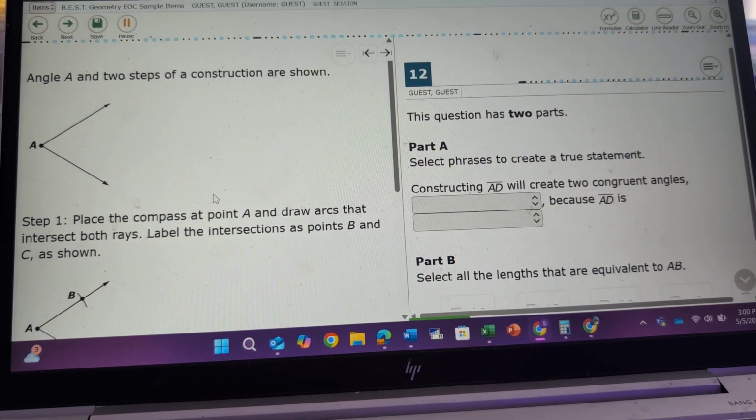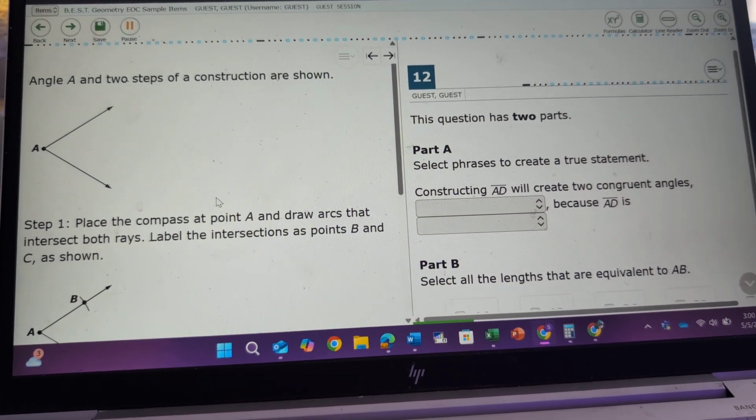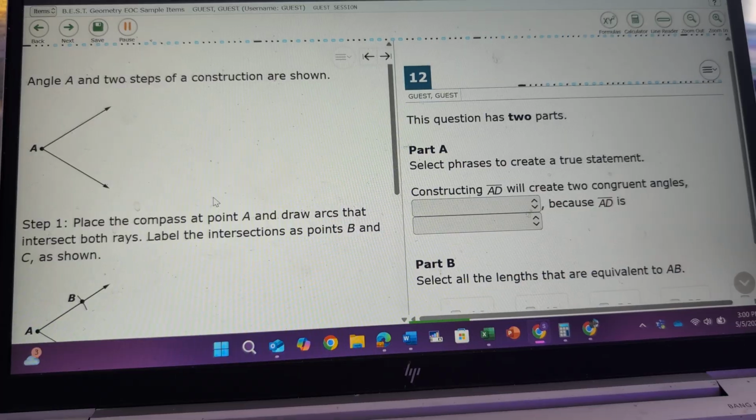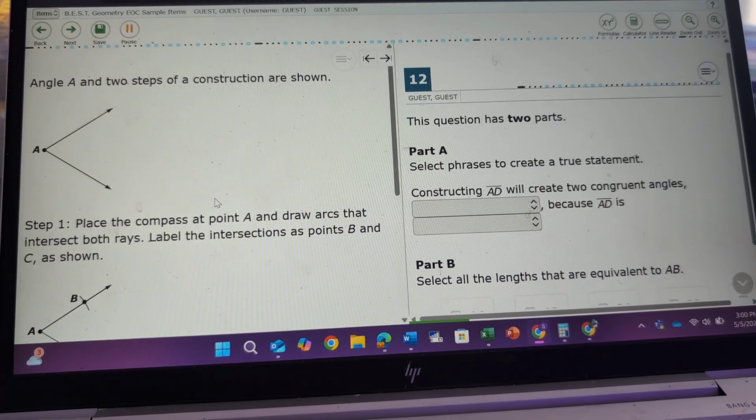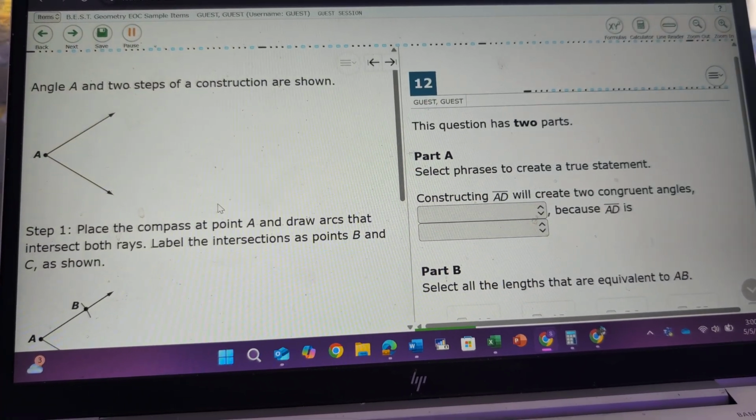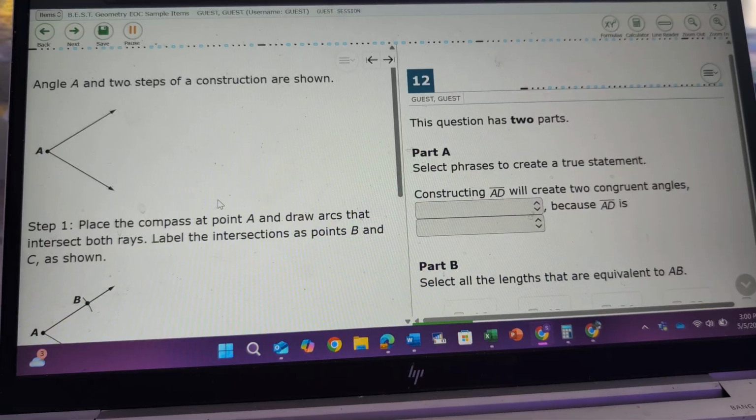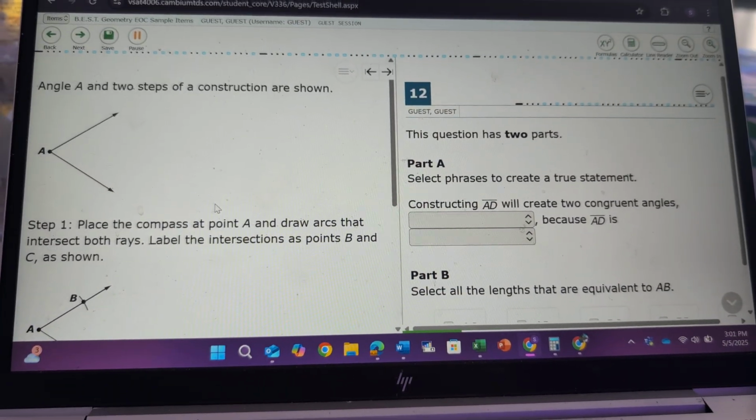Number 12, construction. I feel like a lot of students have a hard time on these, and I wish that weren't the case because there's no math involved. So if you're more artistically minded, you might be finding these a little bit easier.